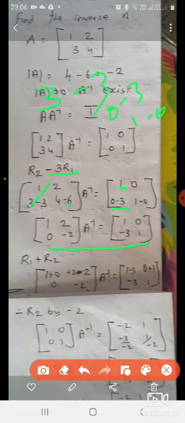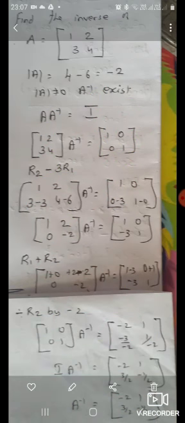After getting this step, this 2 should go to 0. So we'll see this one. In this, A22 is minus 2.